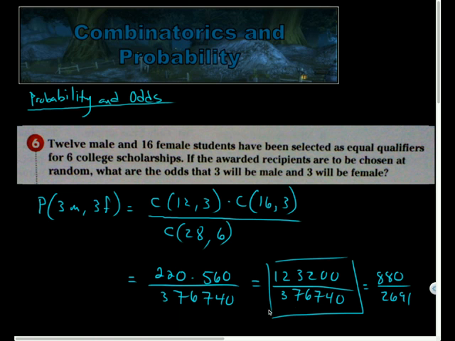Wait a minute. Yeah, 1.2, and then this is... Am I missing a number here? 376,740. Seems too small, right? Did I do that wrong? Oh, that's what I'm saying. Not 1.2 million, 123,000 over 376,000. So this is an equivalent and reduced fraction over here.